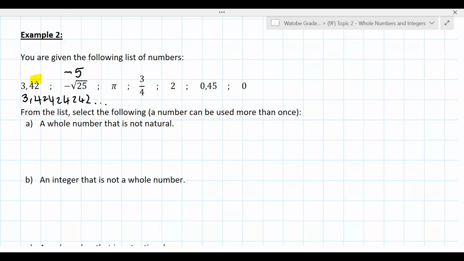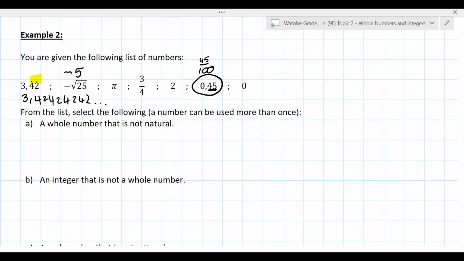We've got 3 over 4. We've got 2. We've got 0,45 and we've got 0. Now this 0,45 we could write as a fraction as 45 over 100. Remember, when there's 2 decimal places after the comma, it means that we're working with hundredths of a unit, and so we can put it over 100. So now that we know what numbers we're working with, let's see if we can answer these questions.